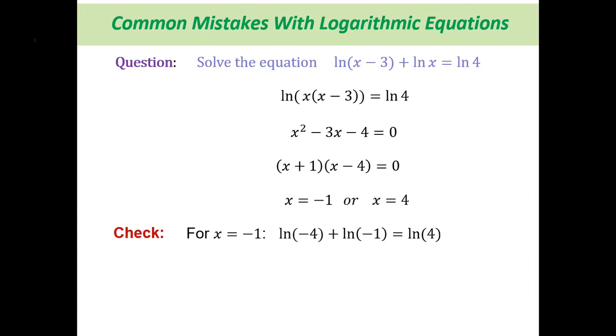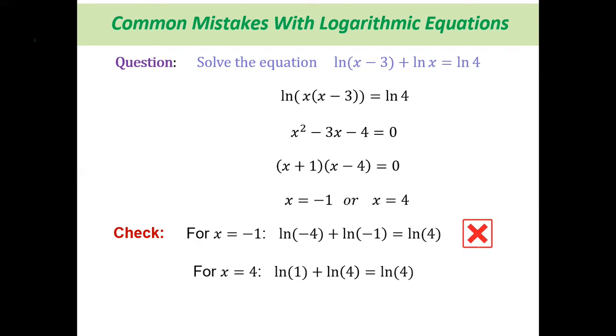So we replace x with negative 1 in the original equation. We get ln of negative 4 plus ln of negative 1 equals ln of 4. Now, since ln of negative 4 and ln of negative 1 are not defined, in this case, x equals negative 1 is not a solution, so it is eliminated.